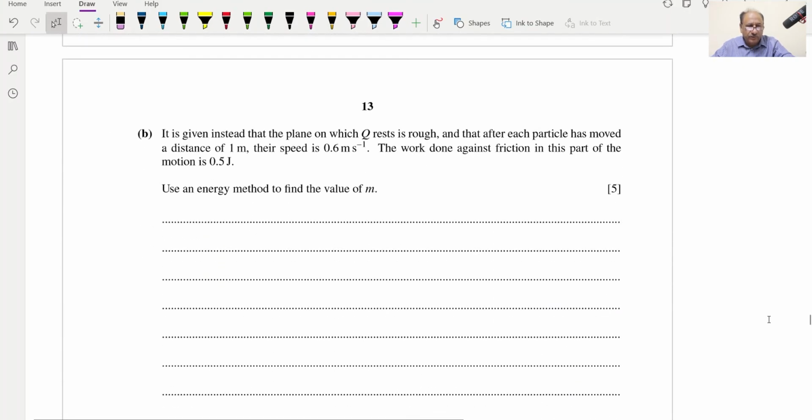Now we can move to B part, and B part says it is given instead that the plane on which Q rests is rough. Now this is rough, it's having friction, and that after each particle has moved a distance of 1 meter, their speed is 0.6 meter per second. The work done against friction in this part of the motion is 0.5 joules, and use an energy method to find the value of M.